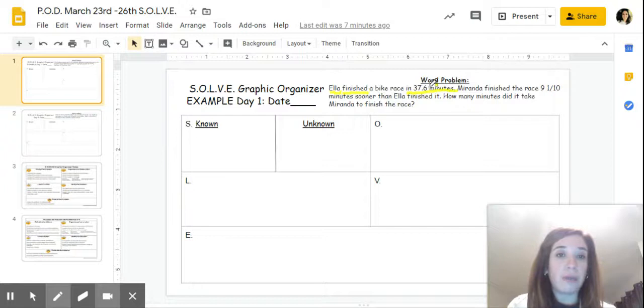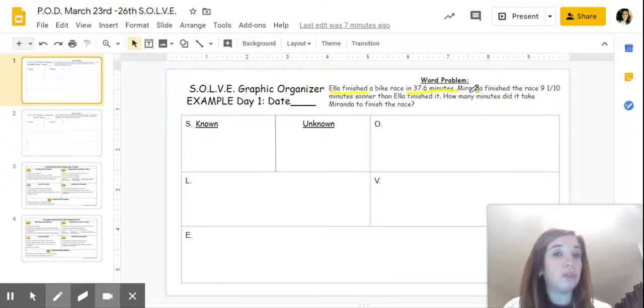Now notice how I read that number right there. 37 and 6/10 minutes, I say and 6/10. Because if I just say 37.6, I notice here I have a fraction and here I have a decimal. I know that I'm going to have to be changing one of them. And because this isn't multiple choice, you guys get to choose if you want to change the decimal to a fraction or the fraction to a decimal, okay?